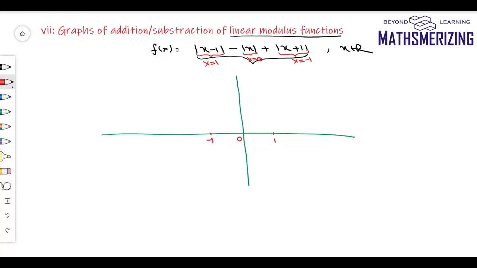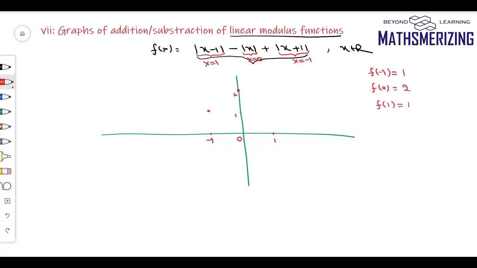Now, I'll find the value at each of the three points. I'll find the value at minus 1. So if I put x as minus 1, I'll get f of minus 1 equals 1. If I put x as 0, I'll get this value as 2. And if I put x as 1, again, I'll get this value as 1. So I'll mark all the three points. So at minus 1, this value is 1. At 0, this value is 2.